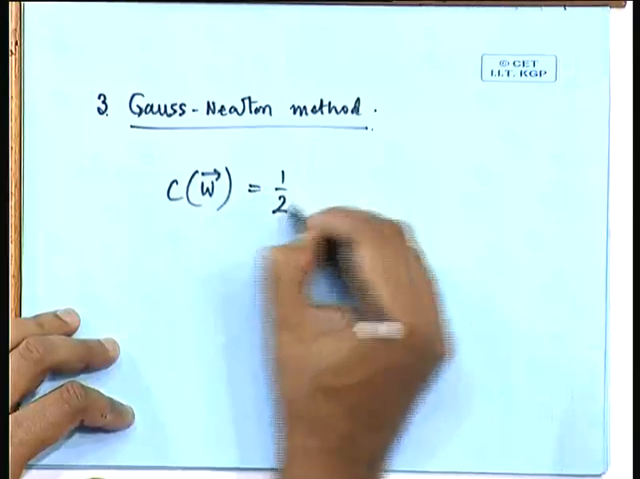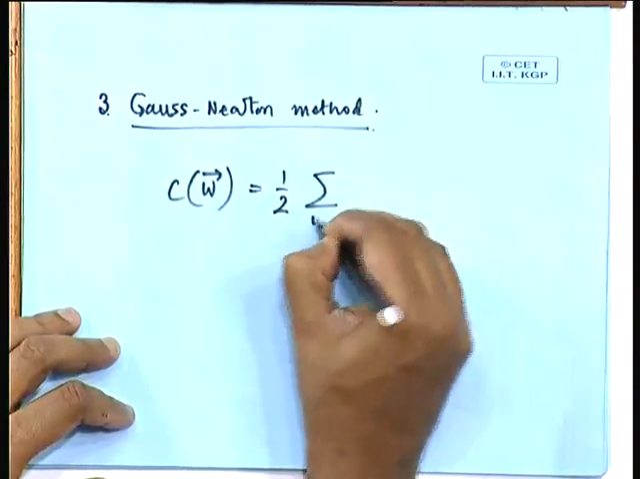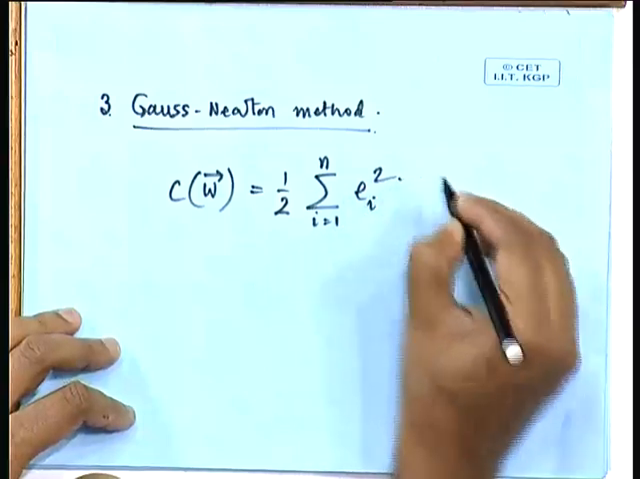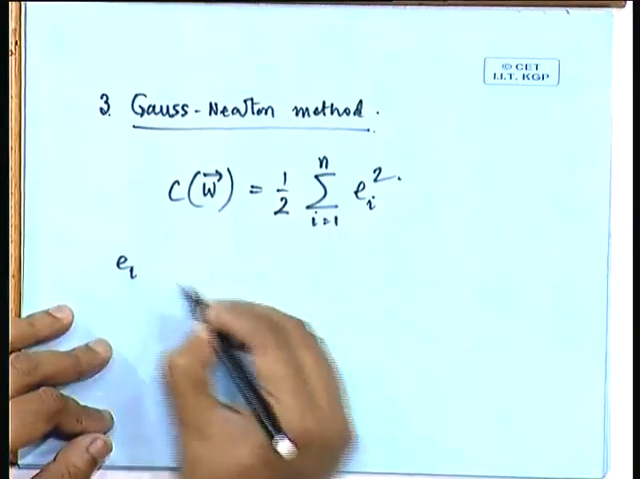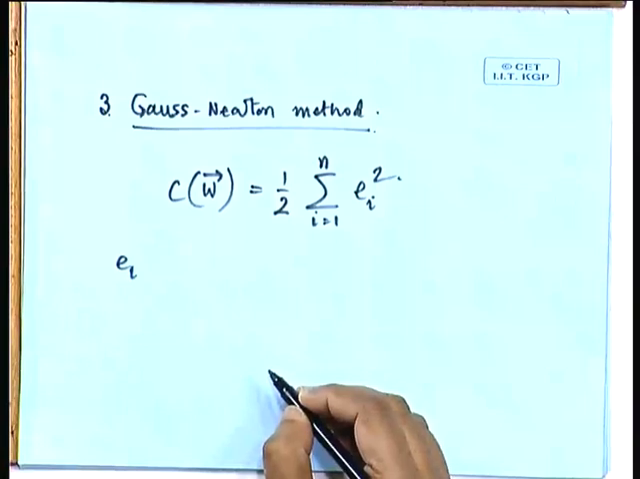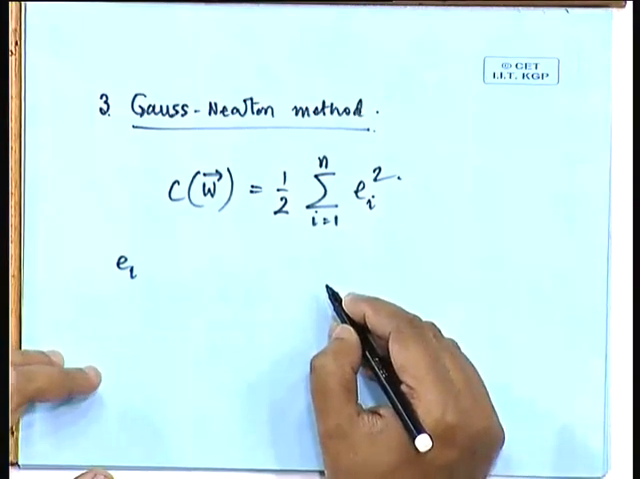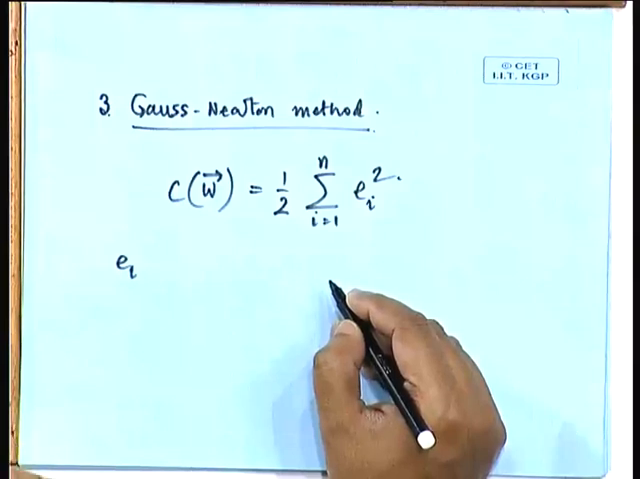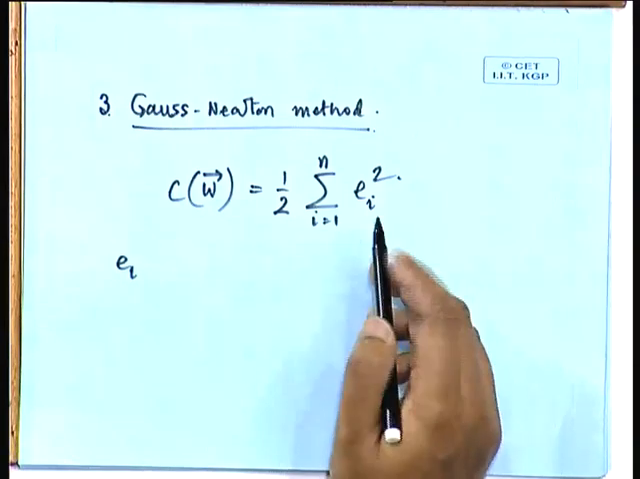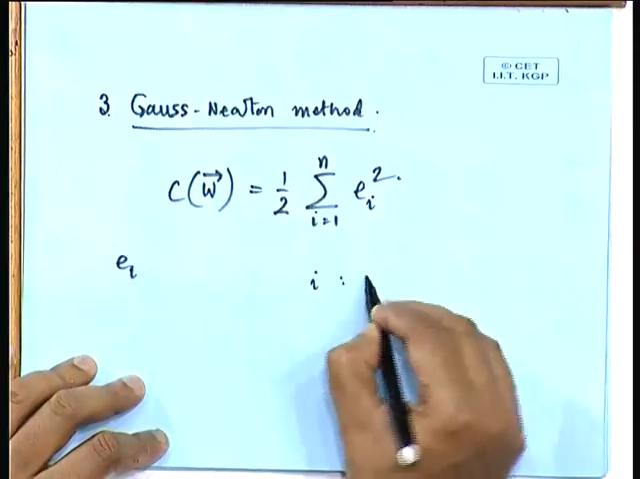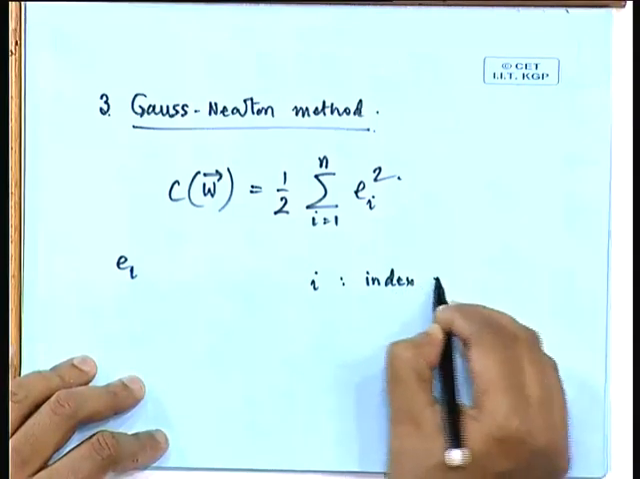The cost function is equal to half of the summation, i equal to 1 to n, of e_i squared. In this case, what is e_i? e_i is nothing but the error of the ith observation. So, we are making observations a number of times. Please do not neglect this definition, try to understand it very carefully. I am making n number of observations, and i is the index of my observation.